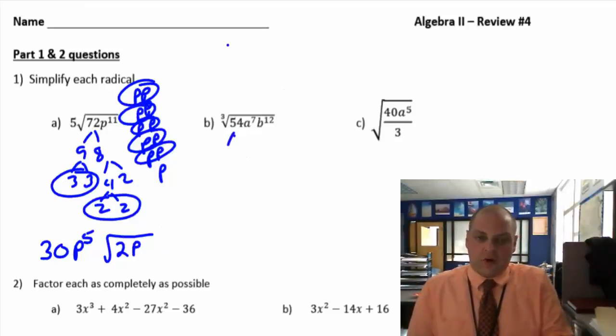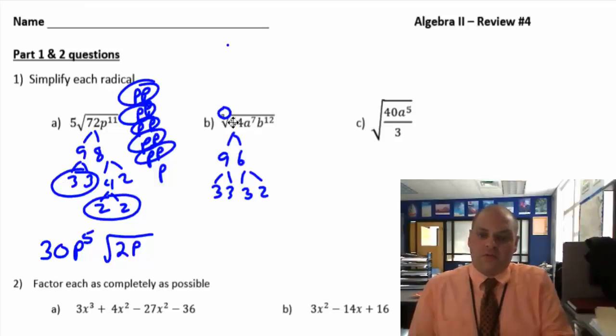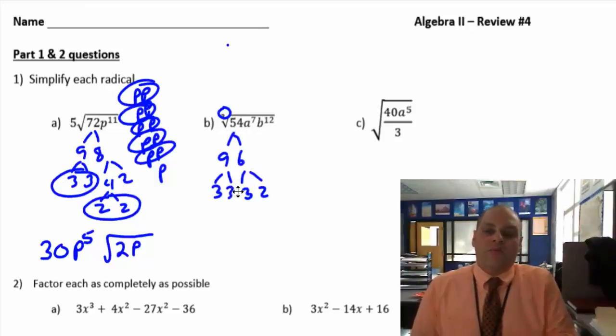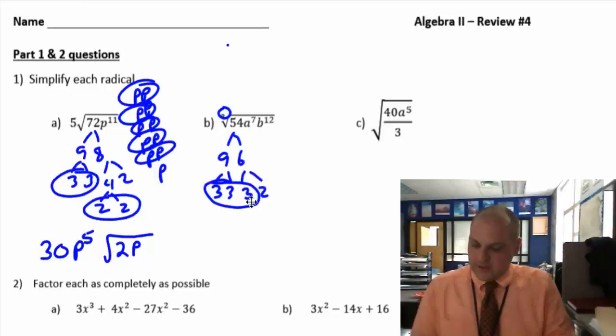Next one, 54, 9 times 6, 9 is 3 times 3, and 6 is 3 times 2. This is a cubic root. See the 3 there that I just crossed out for you? That means you need a group of 3, so there we go. I do that right? Yep, okay.